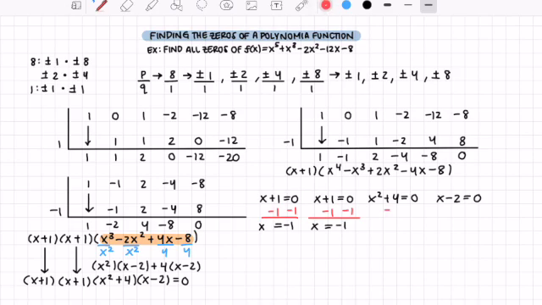Over here, if I subtract 4 from both sides, then I'm left with x squared equaling negative 4. And then I could square root the x squared. And I could square root the negative 4.